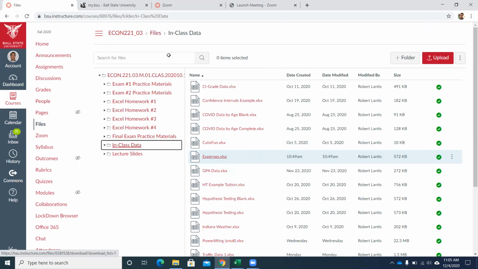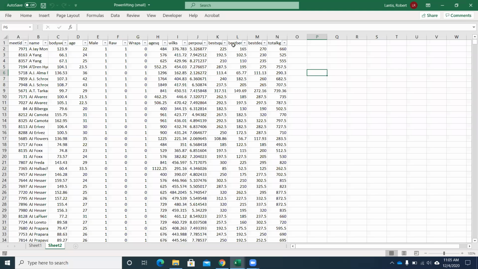This is a data set that has a bunch of different powerlifting meets from all over the world, mostly Europe and the United States. In these meets, they perform 3 lifts: the squat, bench, and deadlift. So it has their best lift out of 3 attempts, and then the total of their best 3 lifts. We've got some information on these different lifters: body weight, age, whether or not they're male, raw, reps.